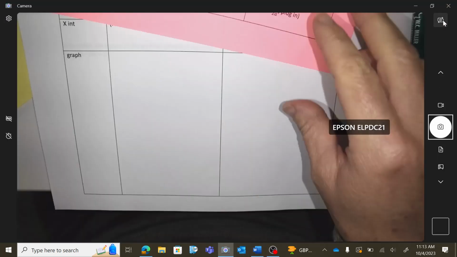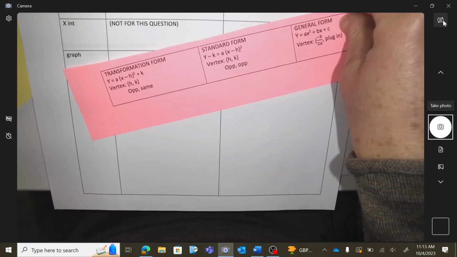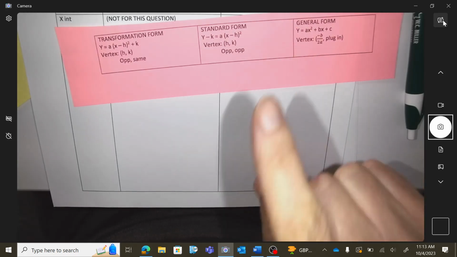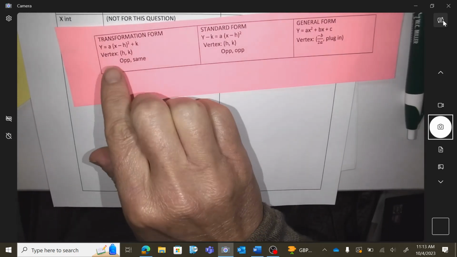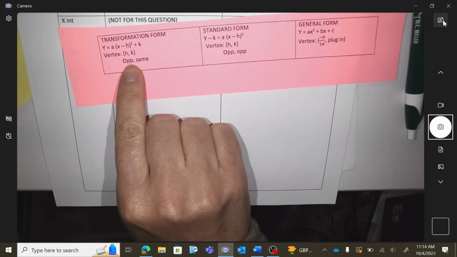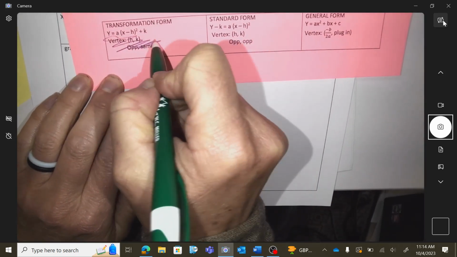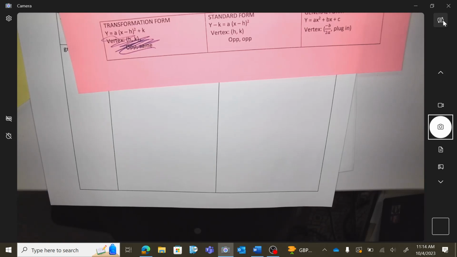Okay, on this test, you will get a formula sheet. Your formula sheet will have these three equations on them. Your formula sheet will not have these words. Your formula sheet won't have this on it.